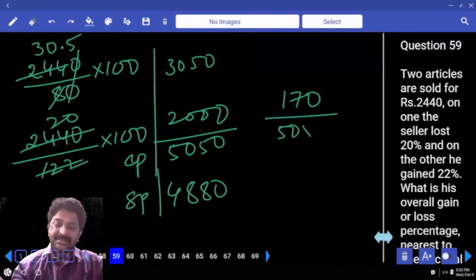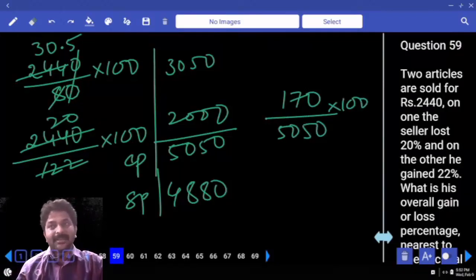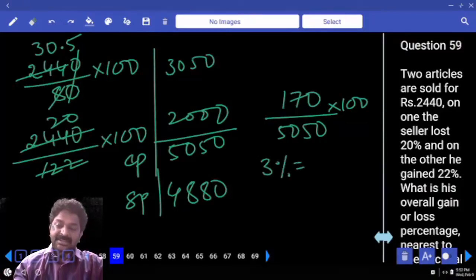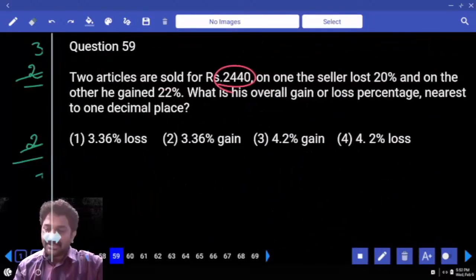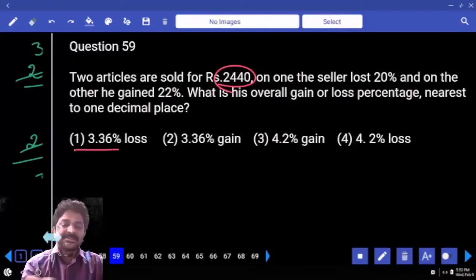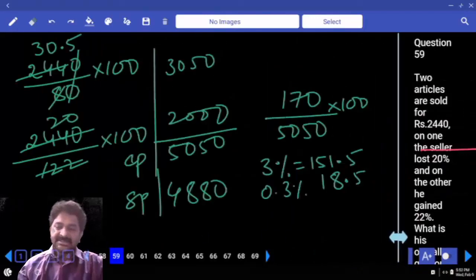Upon 5050, percentage into 100. This we have to calculate. What is 1% of the denominator? 50.5. 3% is 151.5 only. To this we have to add again 18.5. This would be approximately 3.03%. Right. So the answer would be approximately 3.3. Profit or loss? Loss. First option is the answer. So this is the simplification required.